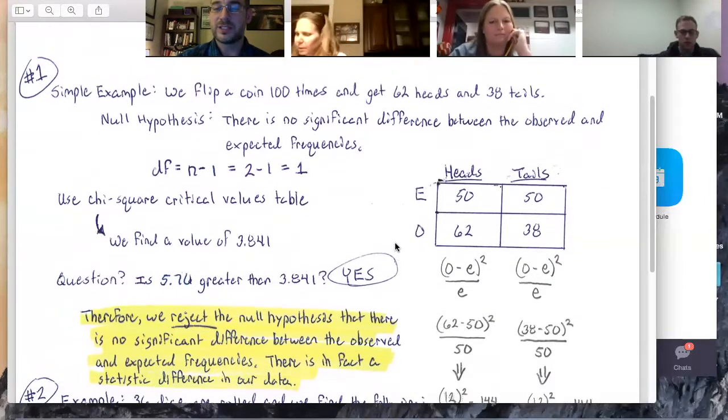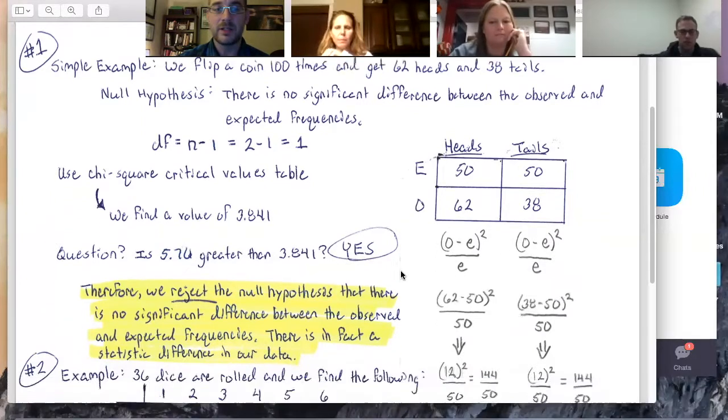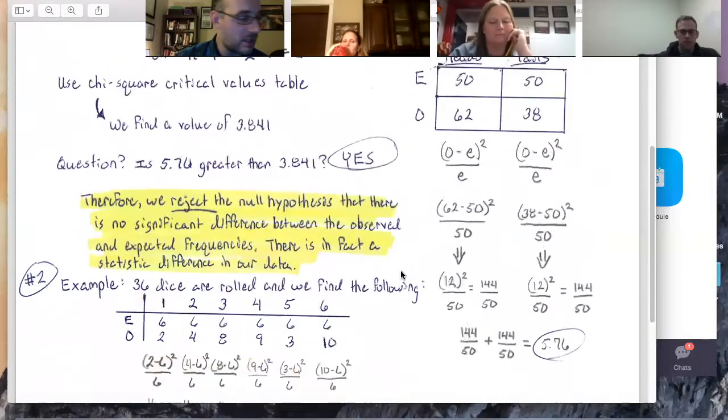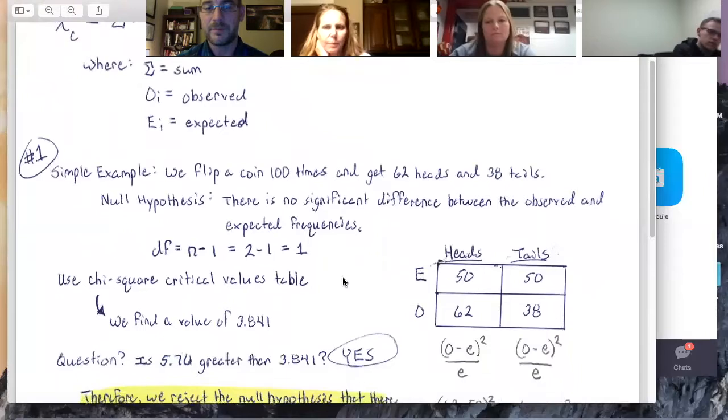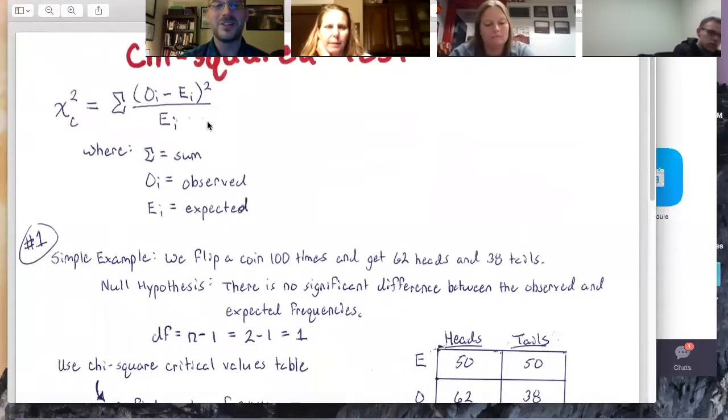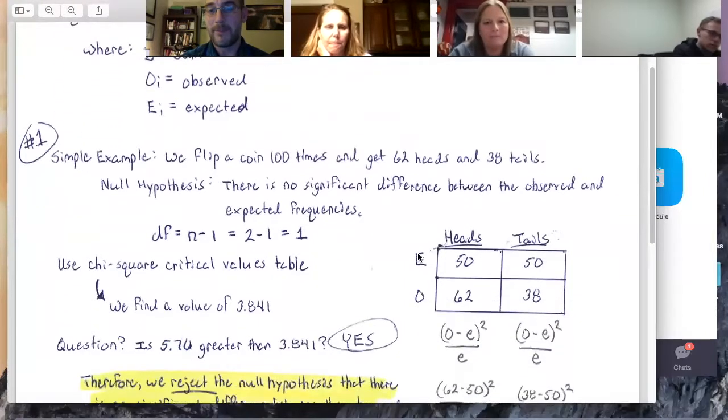which is just the sum, meaning we're going to add these up. The sum, I think I've got the formula. I probably have it on another sheet. Oh, here's our formula. The sum of the differences between the observed minus the expected frequency squared divided by the expected frequency. So if this looks foreign to you, here's how we're going to solve for it.